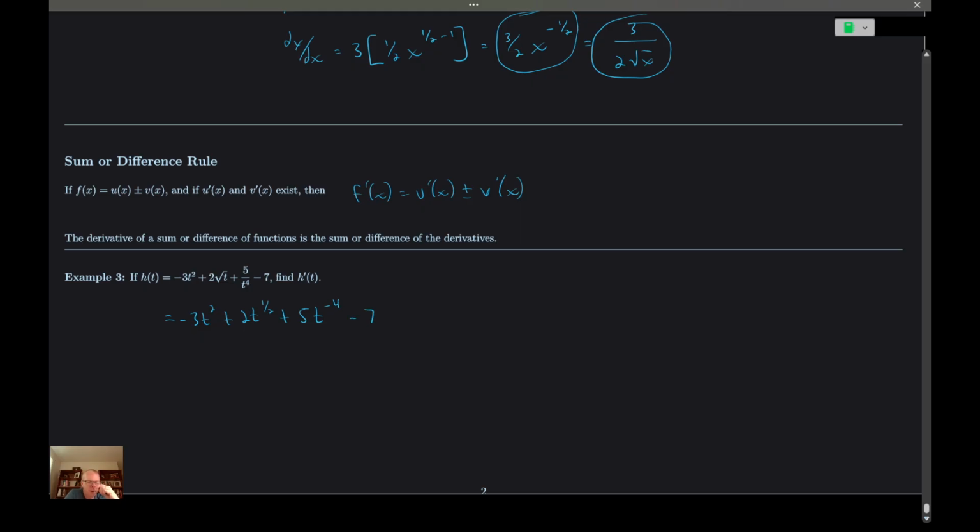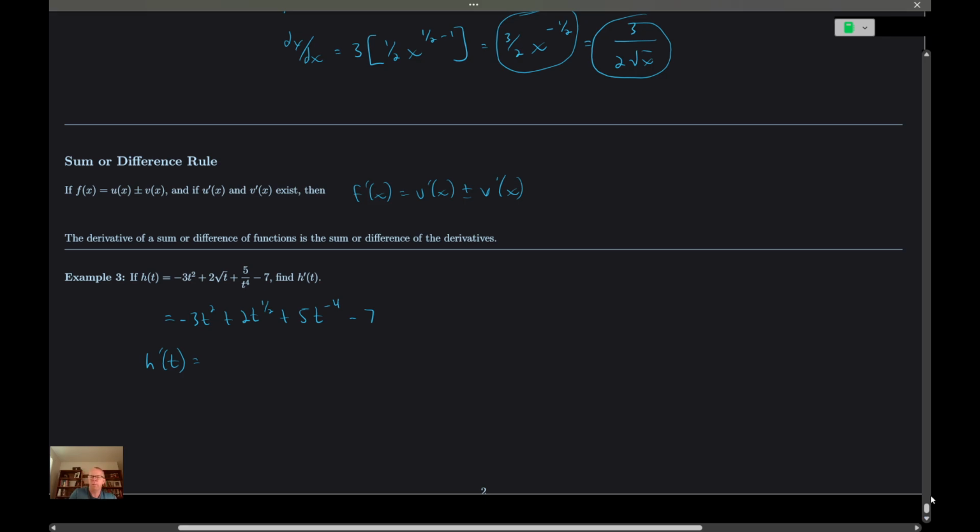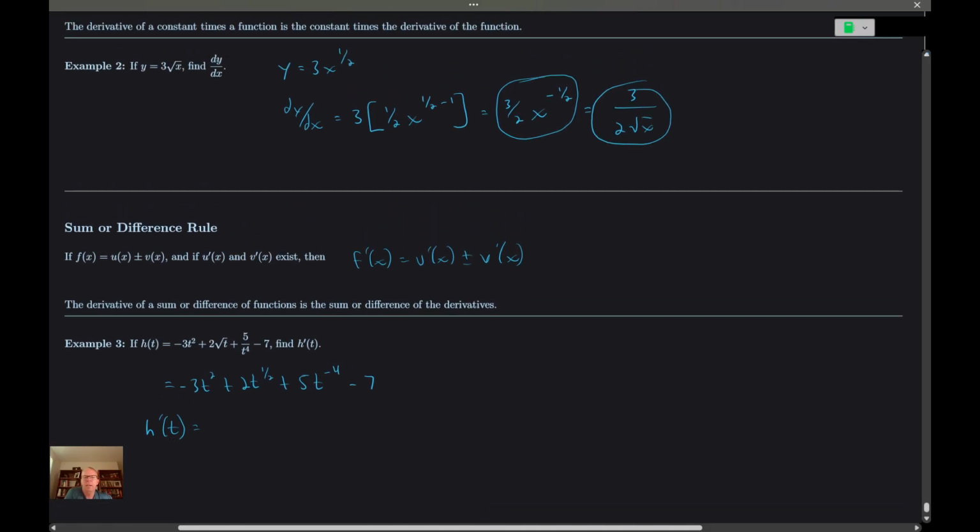Okay, so this is just 4 different functions. And separately, we can take the derivative of each of them. And so that's what we'll do. So nothing complex here. So h prime of t. Now, notice you don't really have to do this separately. You can, because we ended up multiplying 3 times 1/2 eventually anyway. So you can just go ahead and multiply the exponent times the coefficient. So that's what we'll do here.